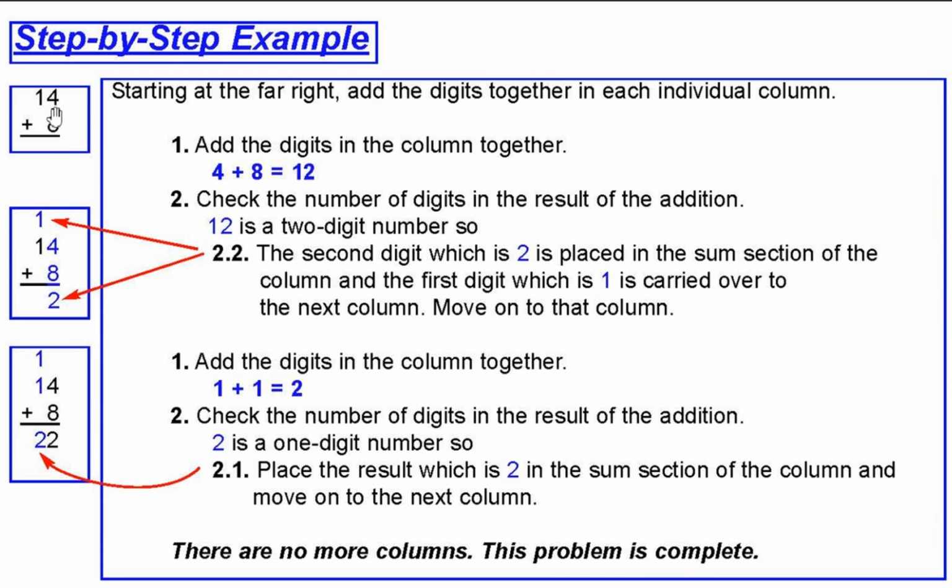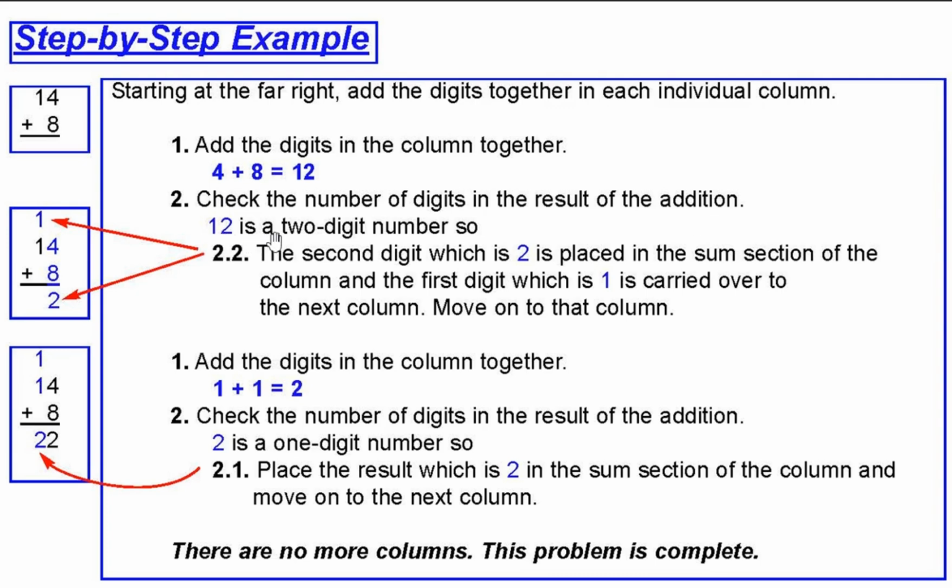The furthest right column is 4 and 8. We're going to add the digits in the column together. 4 plus 8 equals 12. Next, we are going to check the number of digits in the result of that addition.